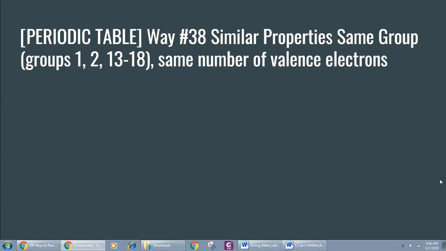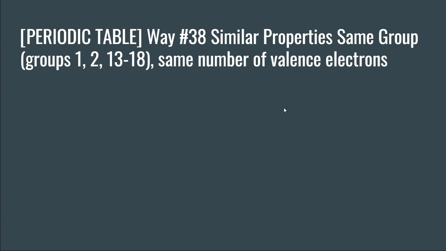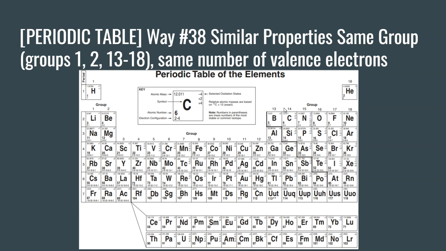Way 38 has to deal with how elements behave chemically based off their location on the periodic table. The important thing to remember here is that elements that exhibit similar chemical properties are going to belong in the same group, and that's primarily due to them having the same valence electrons.